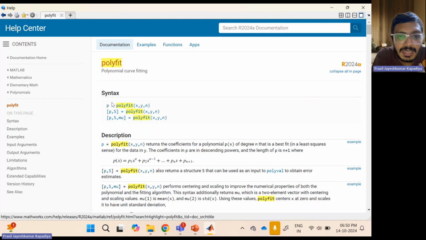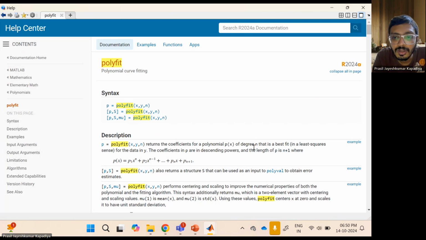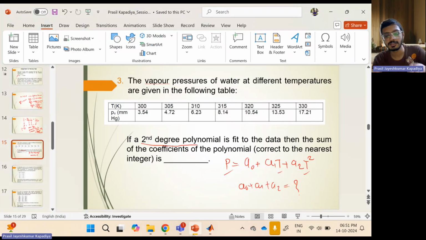Okay, so P is equal to, what is the syntax? P is equal to polyfit of x comma y comma n. So degree n. So let's say if my degree is 2, so my equation is P1 x square plus P2 x plus P3. Okay, so here they are writing the equation like this.